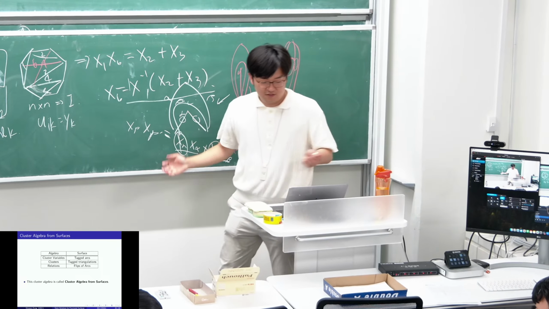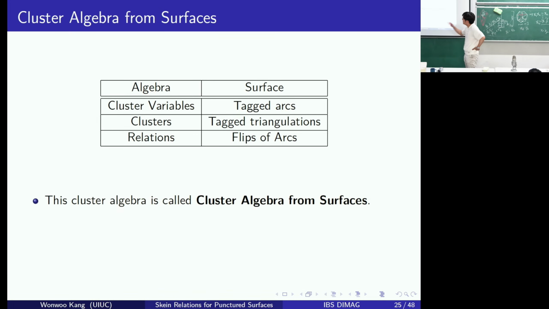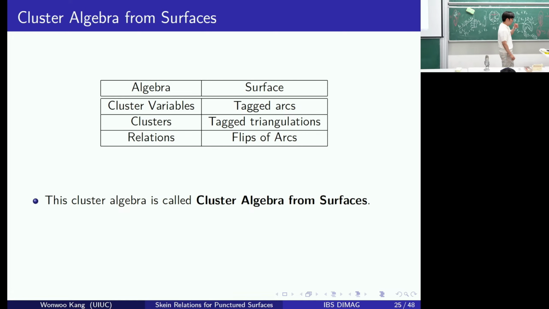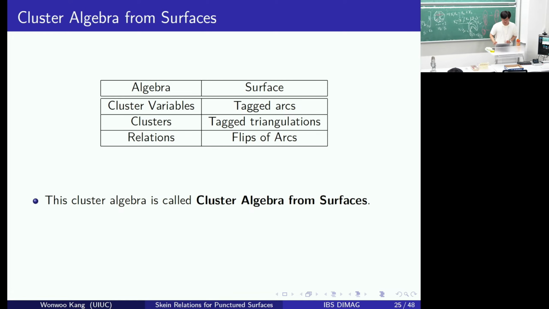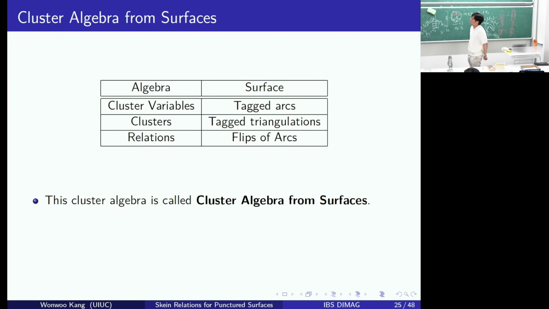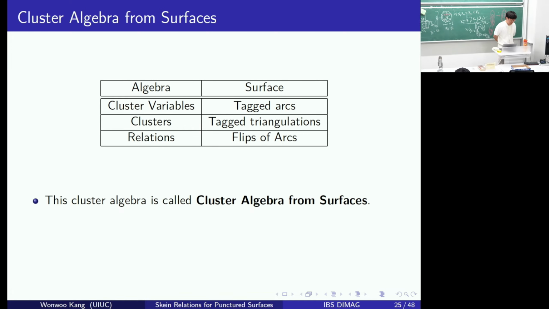And then, well, cluster, and you can actually see that cluster algebra from surfaces is in this fashion. So cluster variables correspond to the tagged arcs, clusters correspond to the tagged triangulations, and the relations correspond to the flips of arcs. So that is called the cluster algebra from surfaces. So from now on, if you have other talks about cluster algebra, you can bravely say that I know what cluster algebra is.